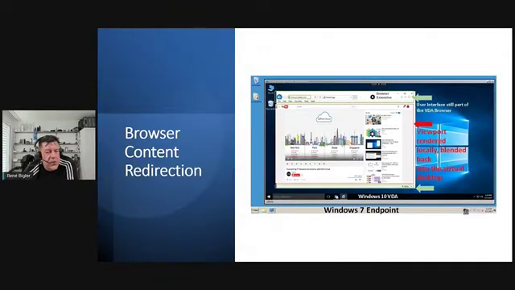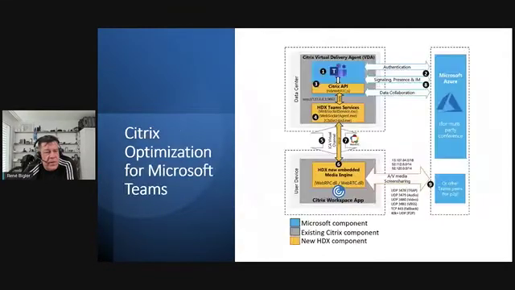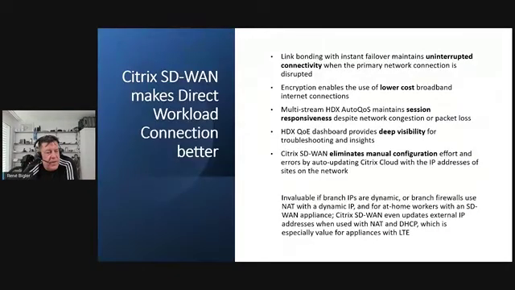Browser content redirection, as you know it, Teams, as you know it. And SD-WAN, maybe just pointing out here that might be an interesting solution to keep those public IPs up to date. It can be configured to automate this handling of changing public IPs for direct workload connection.